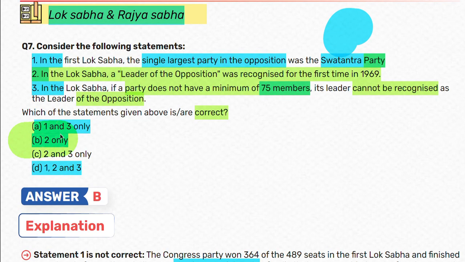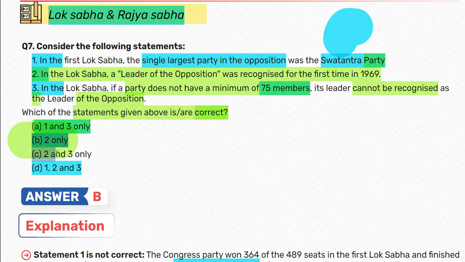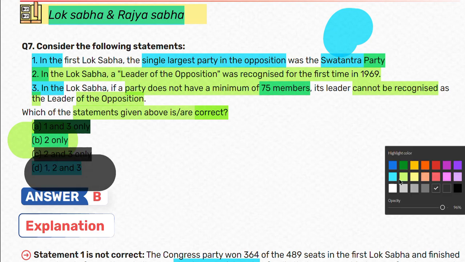So by elimination, we will eliminate 3 everywhere. 3 is incorrect. If you eliminate 3, statement 1 has gone. Let me just change the color. So if you eliminate 3, this has gone, this will also go, and this will also go. So only B is left, which is the correct answer.